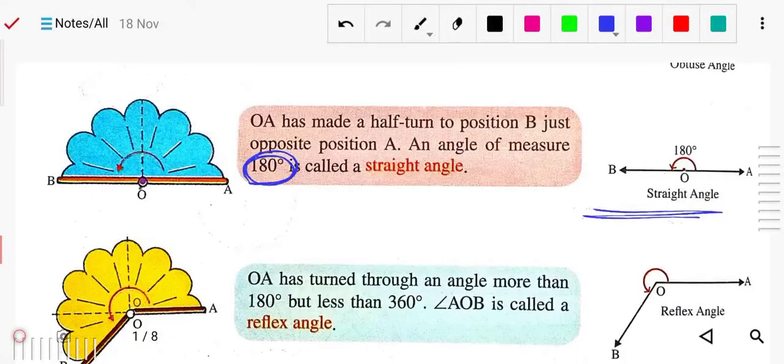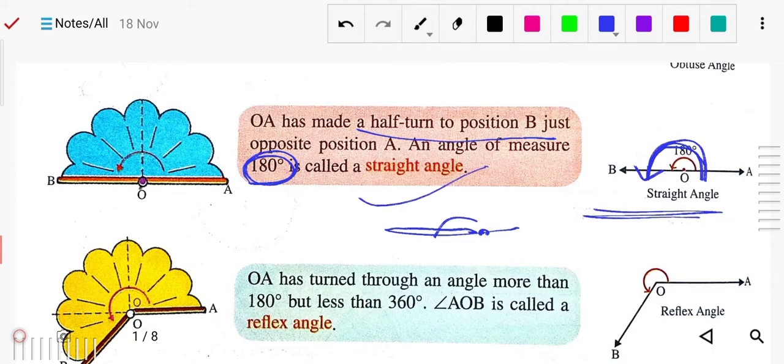A straight angle means a half turn, so the total is 180. The difference from 0 degrees is that 0 degrees means there is no movement. Suppose the angle was just still there, there is nothing. But in the straight angle, it comes from here to here, half is turned, so this is the straight angle.